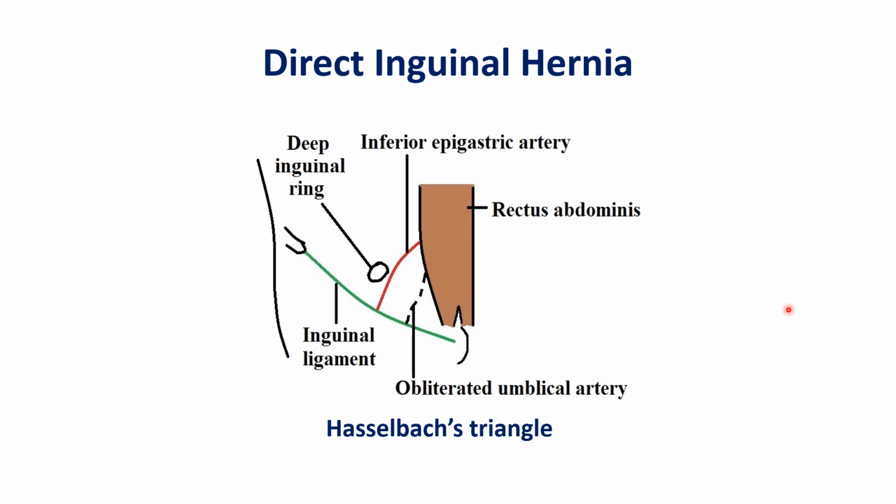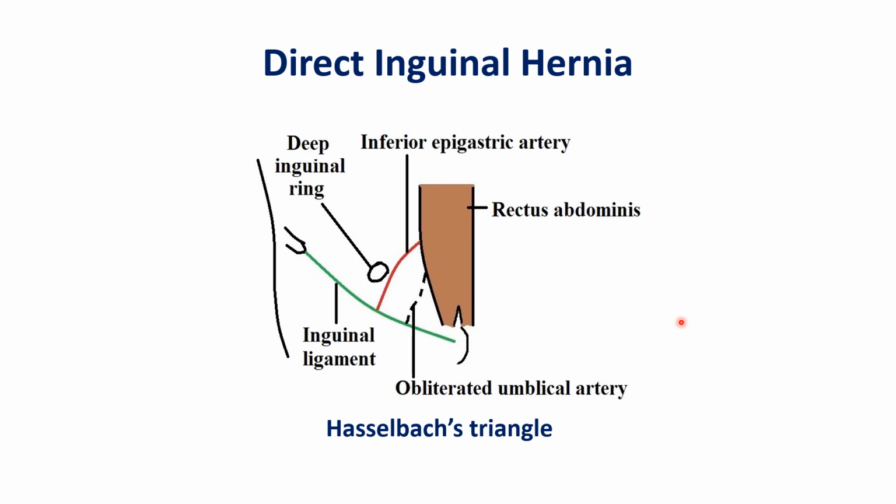Direct inguinal hernia takes place medial to the inferior epigastric artery. Here the contents protrude through the posterior wall of the inguinal canal, and the protrusion takes place in the region of the Hesselbach's triangle. Now this is a triangle which is bounded by the inferior epigastric artery, the lateral border of rectus abdominis, and the inguinal ligament. So when the protrusion takes place through the posterior wall of the inguinal canal instead of the deep inguinal ring, we call it the direct inguinal hernia, and this is due to the weakness of the structures in old age.